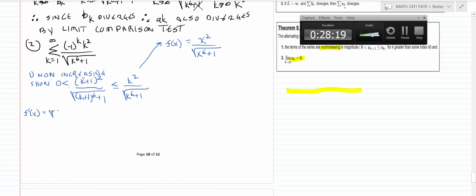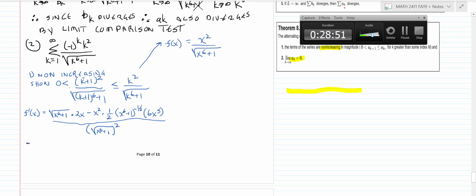We do the bottom, the square root of x to the 6 plus 1, times the derivative of the top, which is 2x, minus the top, times the derivative of the bottom. That's a chain rule, so we'll do 1/2 times x to the 6 plus 1 to the negative 1/2 times the derivative of the inside part, which is 6x to the 5th. And then all over the bottom squared, so x to the 6 plus 1 squared. Let's clean it up and see where this leads us.